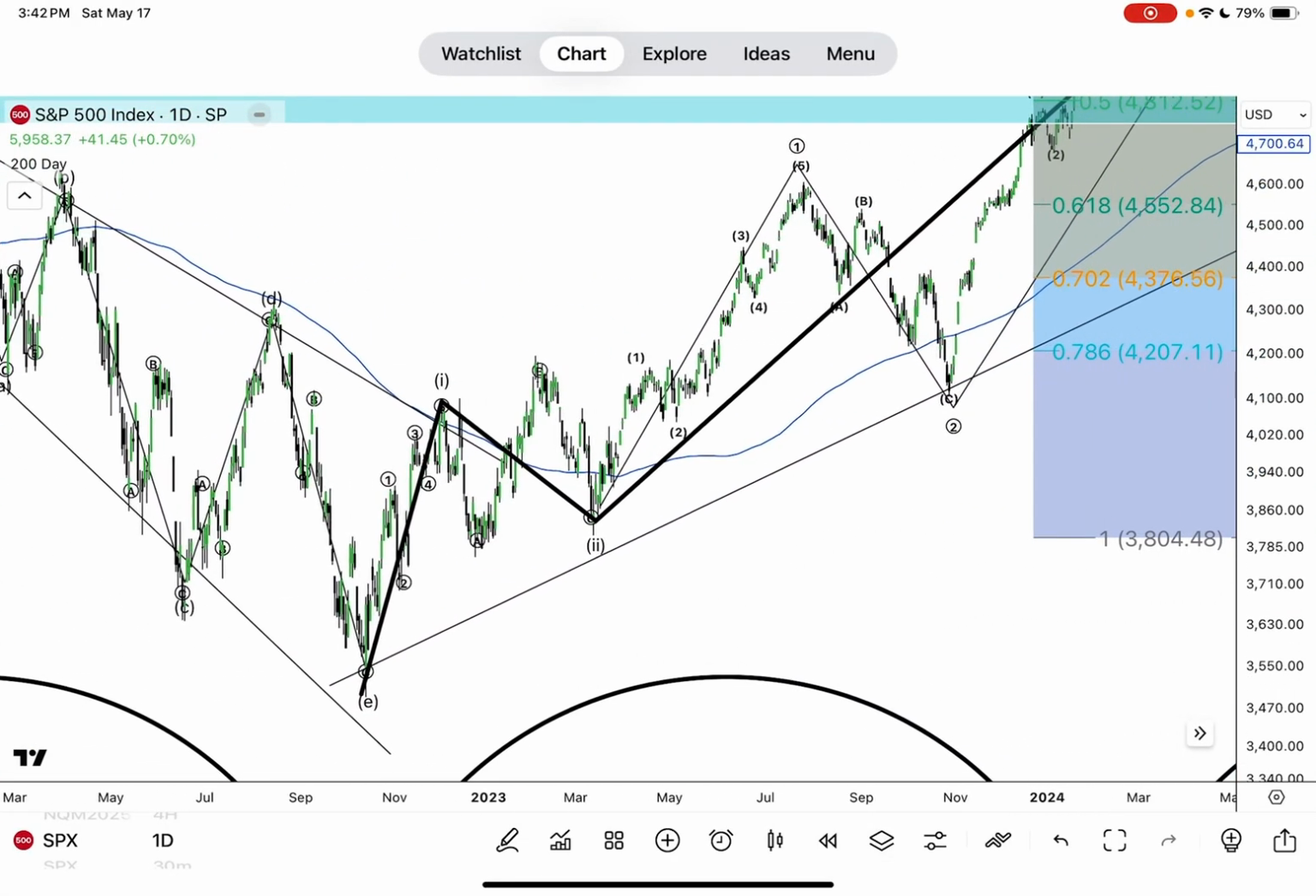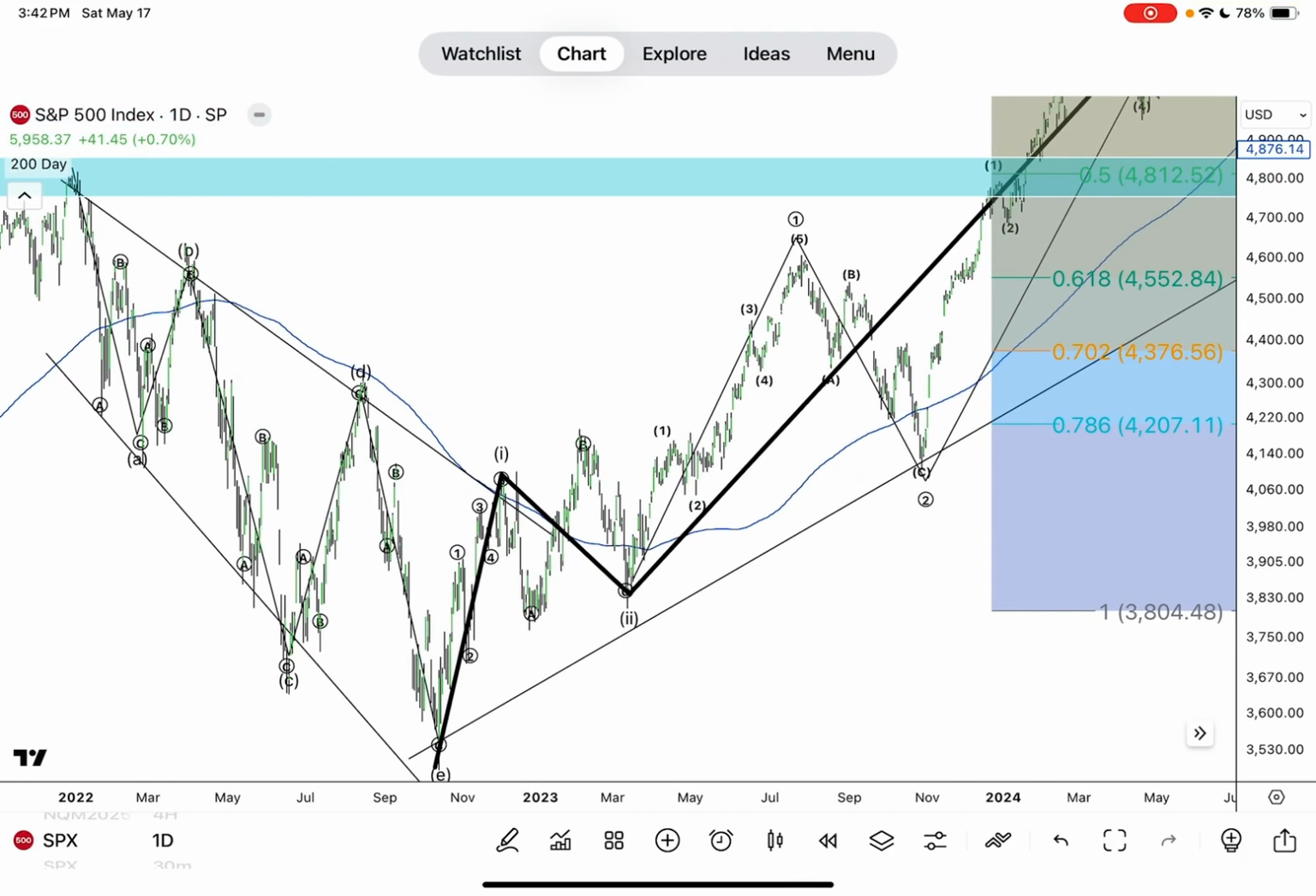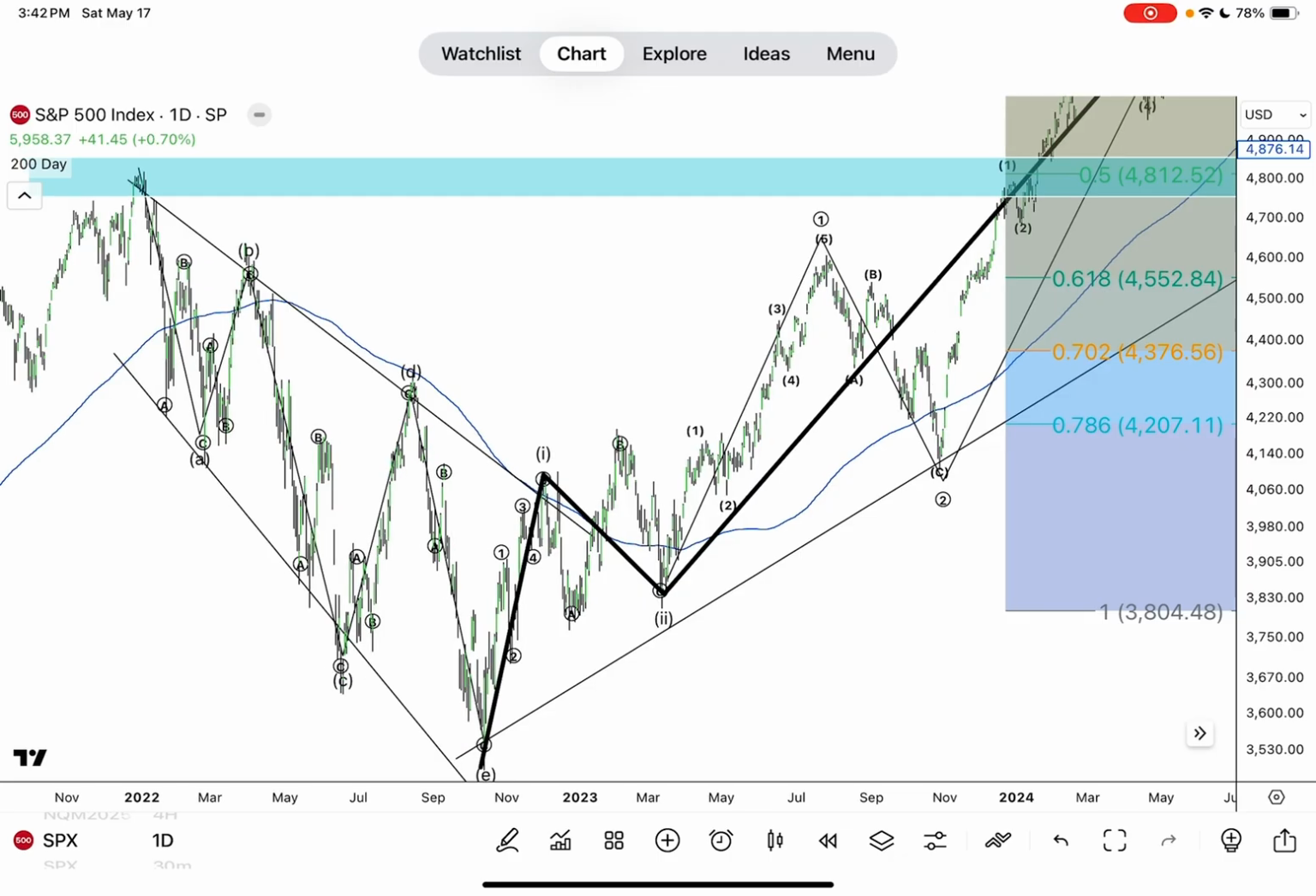Let's take a look at the US stock market today. The US stock market is a very important asset class to watch because it'll give us a better hint at where the crypto market is going to go and where the US economy is headed.